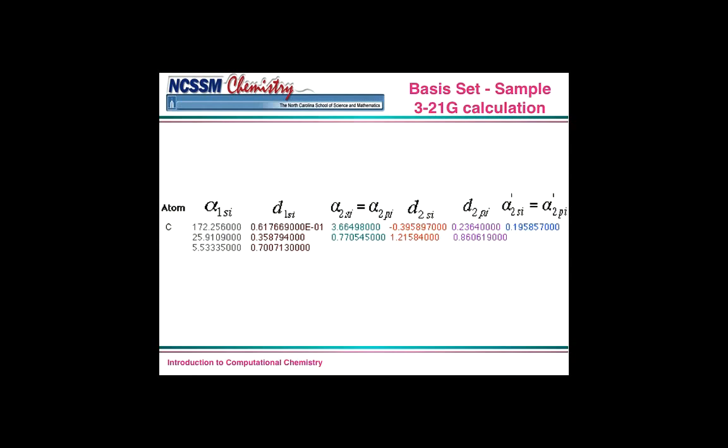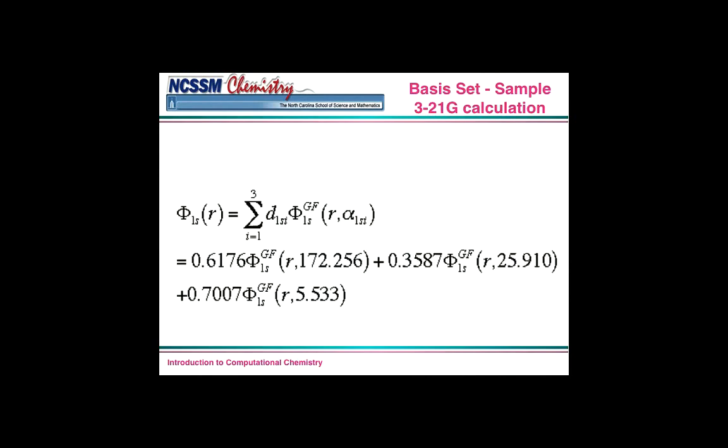And we're not going to make you do this by hand because that would be just too mean. Okay, this is your data representation. But you really should probably walk through this and see if you can figure out how these numbers fit in here. So what I've done here is I've substituted in the contraction coefficients, or the D values you see there, the 0.6176 number. I've substituted in the zeta values, for example, the 172 number there.